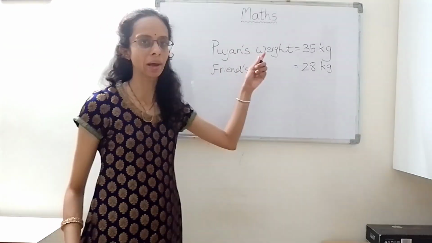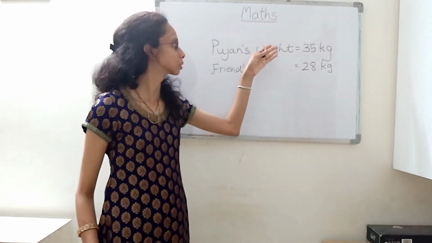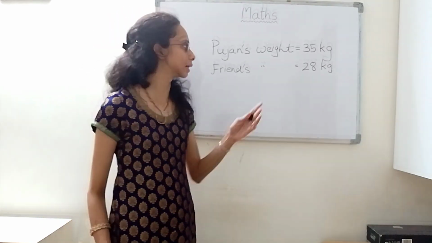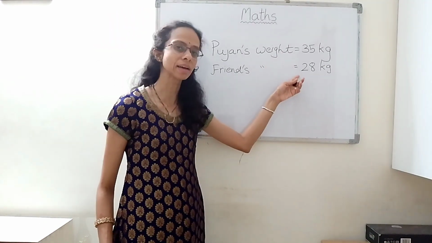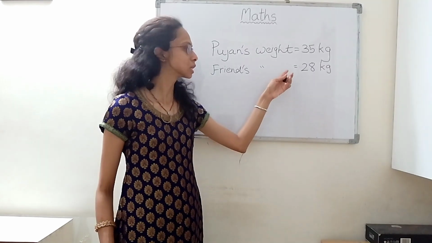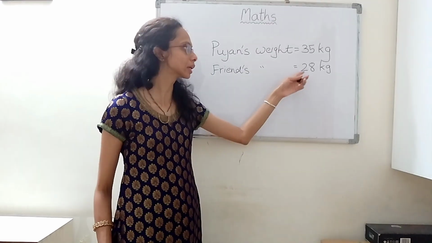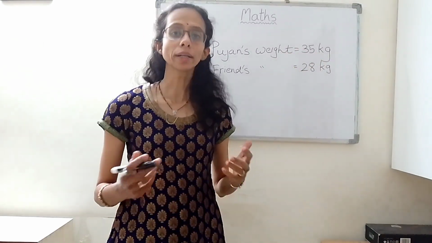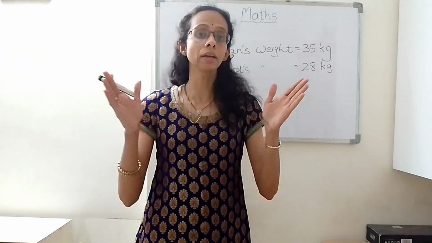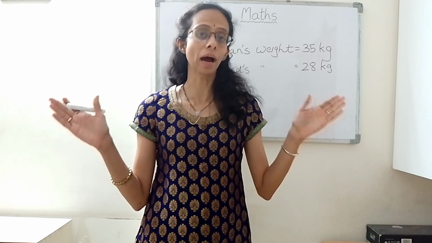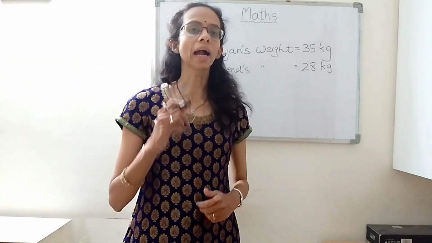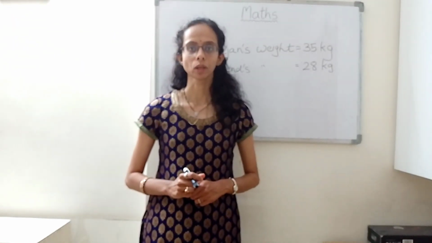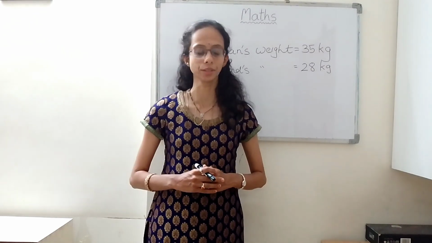If we want to compare these quantities, the weight of Poojan and his friend, how can we compare? We can easily tell that Poojan has 7 kg more weight, or Poojan's friend has 7 kilograms less weight compared to Poojan. But what if the values are very far or very wide apart from each other? In that case, we find the comparison by division. We can compare the quantities by division.